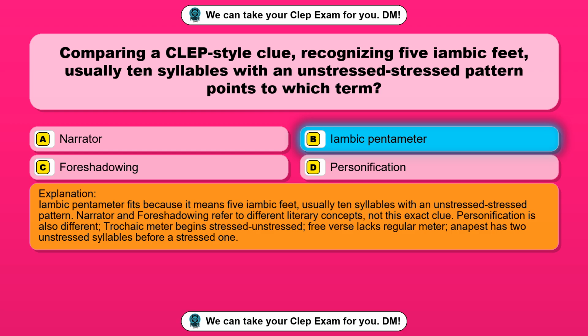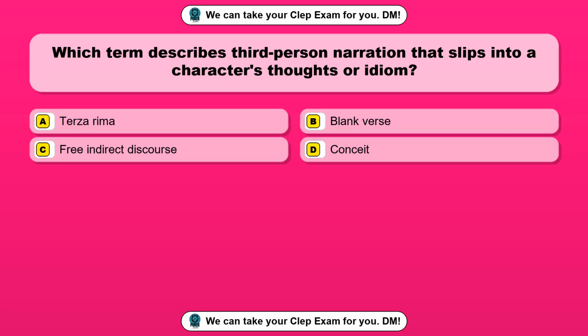Question 81. Which term describes third-person narration that slips into a character's thoughts or idiom? Option A, Terza rima. Option B, Blank verse. Option C, Free indirect discourse. Option D, Conceit. The correct answer is option C.